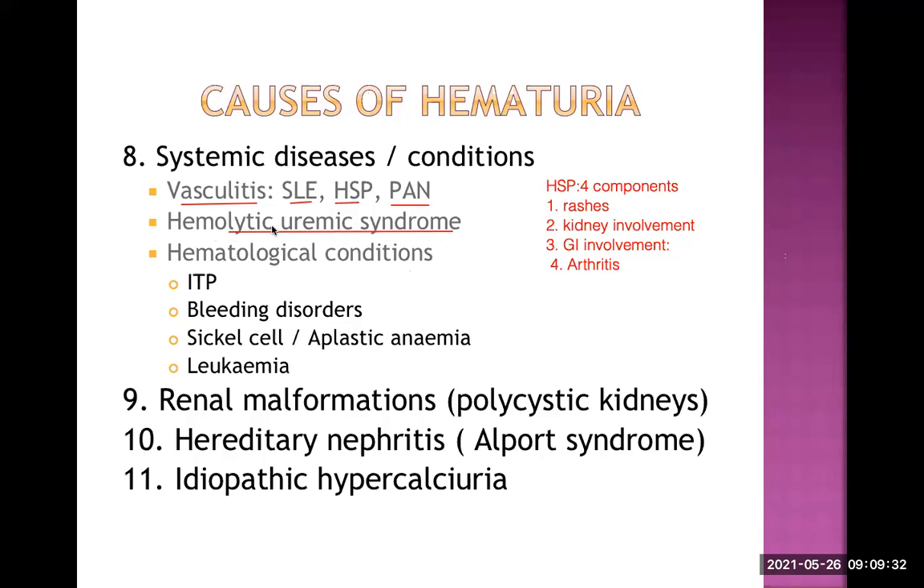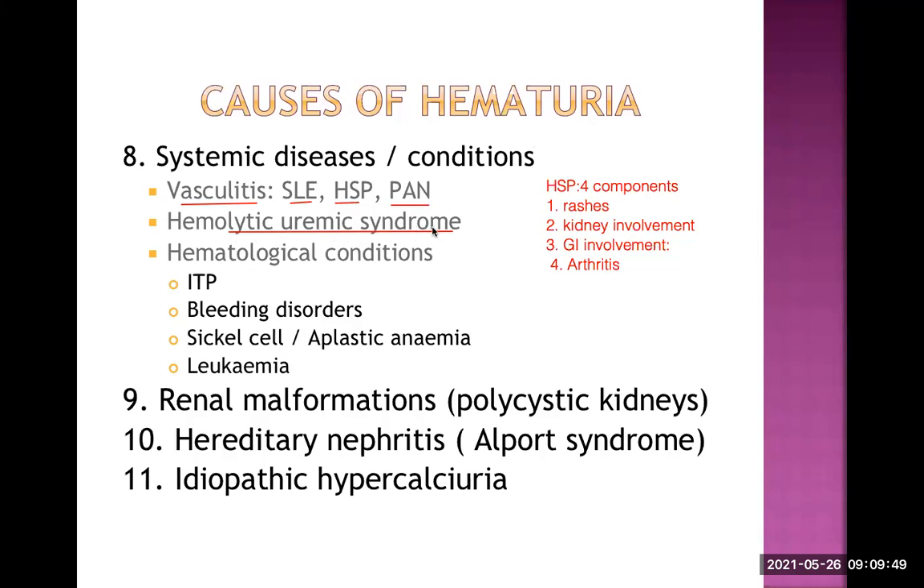So two components are already given here. The third one is thrombocytopenia. So this is called HUS: hemolytic anemia, uremia or renal failure, and thrombocytopenia. This is known as hemolytic uremic syndrome.